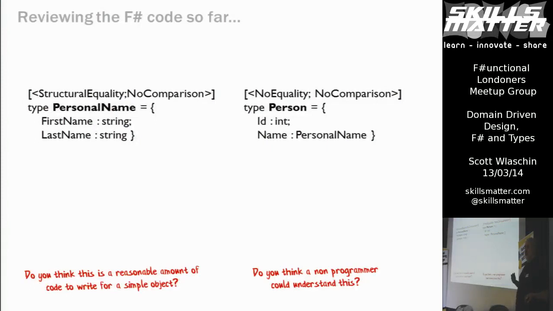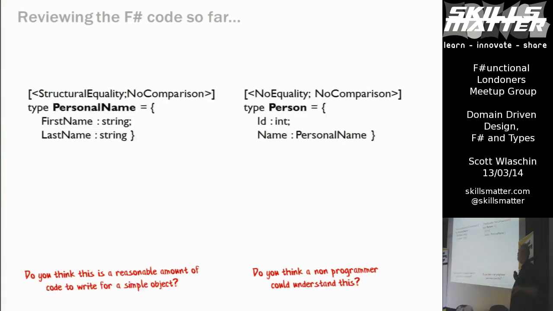If I went to somebody and said, what's the definition of a personal name? And they say, well, it has a first and a last name, okay? I could actually show them this code, and they could say, yes, that's right. Even without understanding F#, without being a programmer at all, they could look at that and say, yeah, that looks right. So I think that's really fantastic. And finally, can you tell the difference between the ones with structural equality and no equality or ID equality? And yes, you can, because it's right there in the attribute.